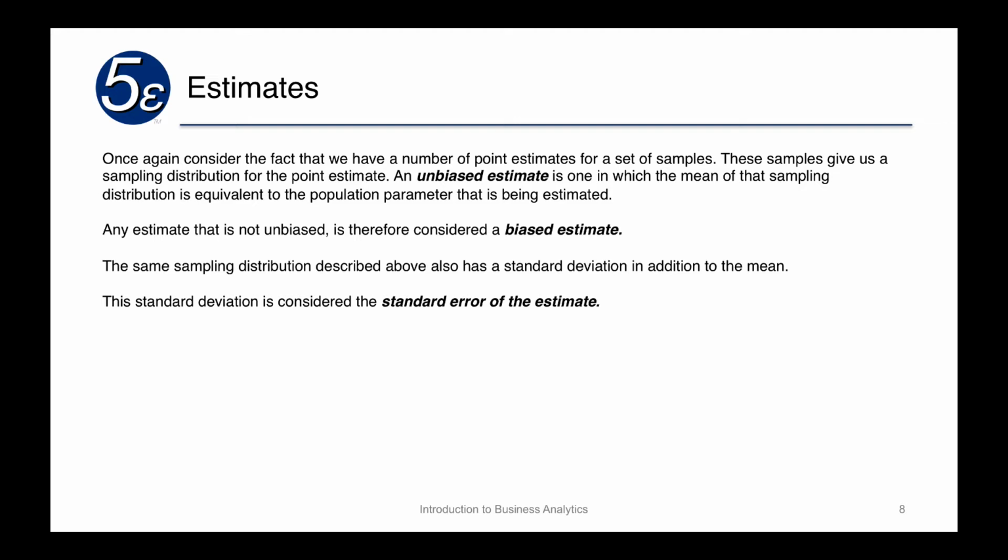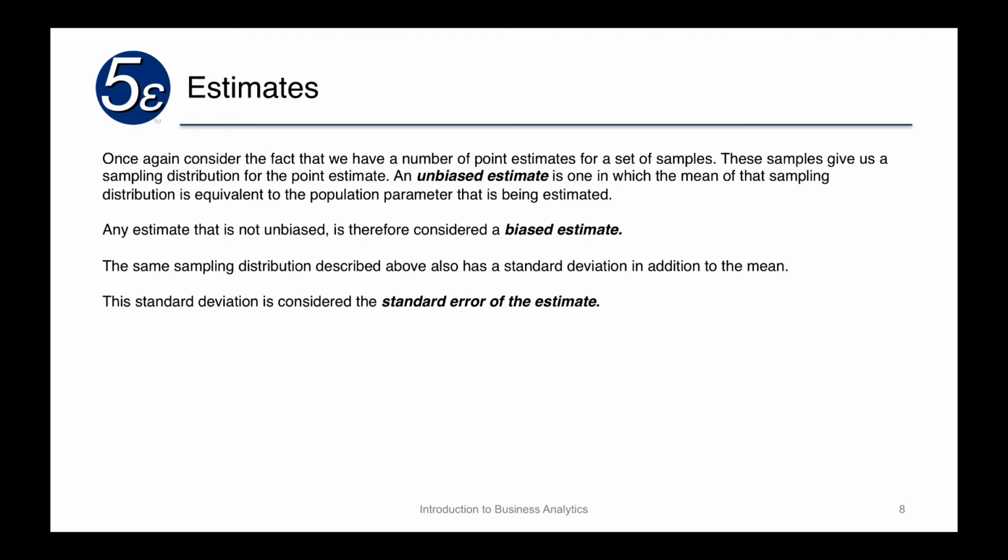So what does that mean? That means that as we collected more and more samples and we had our distribution, the mean of that is identical to the population mean. There's no bias at all introduced, and so that's why we call it an unbiased estimate. Anything that is not unbiased is considered a biased estimate. But for the purposes of these modules, we're not going to be worried too much about unbiased or biased estimates.